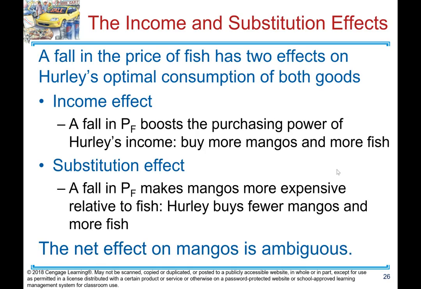The income and substitution effects. A fall in the price of fish has two effects on Harley's optimal consumption of both goods. Number one, income effect. A fall in the price of fish boosts the purchasing power of Harley's income and buys more mangoes and more fish. The substitution effect. A fall in the price of fish makes mangoes more expensive relative to fish, and Harley buys fewer mangoes and more fish. The net effect on mangoes is ambiguous.